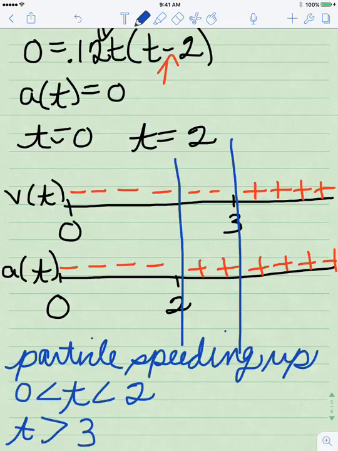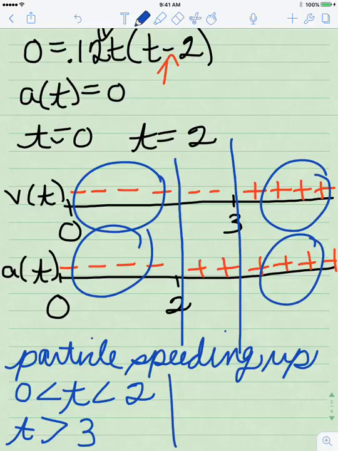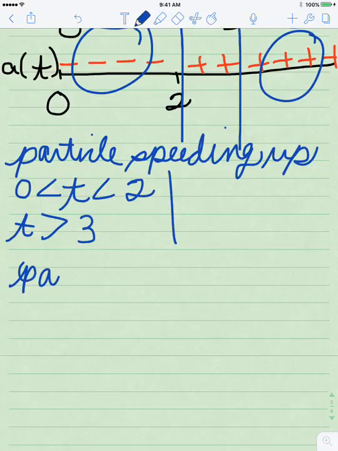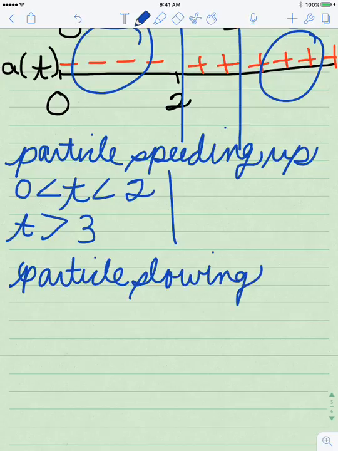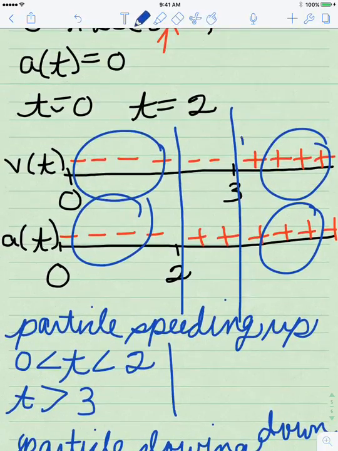Because from 0 to 2, it's negative, negative. So the acceleration and the velocity are going in the same direction, so it's speeding up. And also anything beyond 3, it's positive, positive. And the only time it's slowing down is in between 2 and 3. So I can say that the particle is slowing down when t is between 2 and 3. And why is that? Well, because the velocity and the acceleration have different signs at that portion.